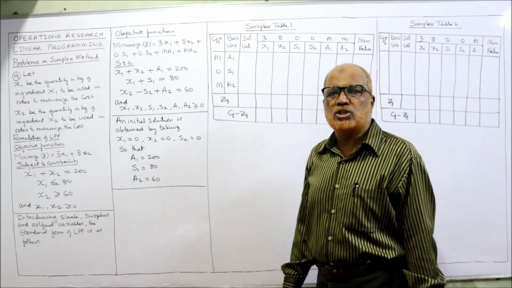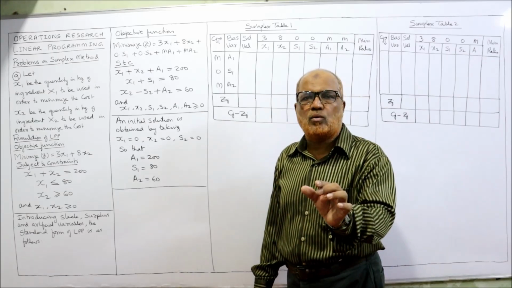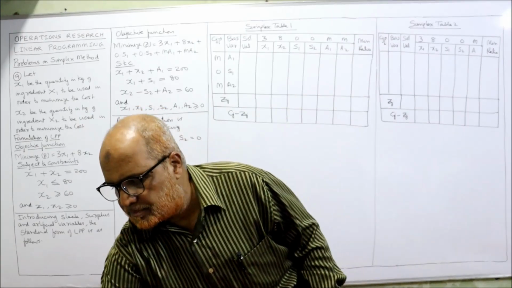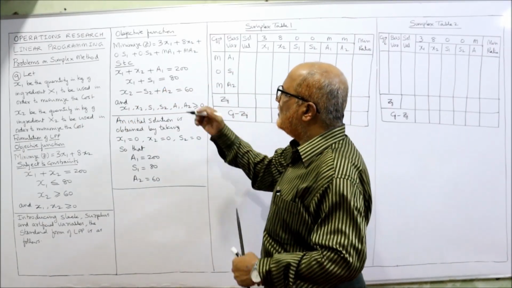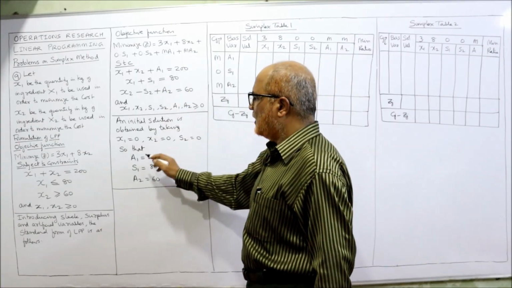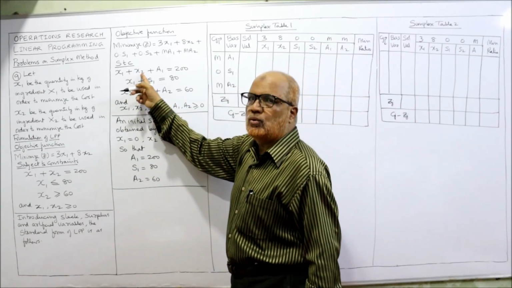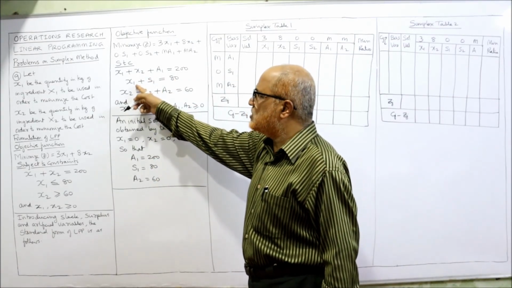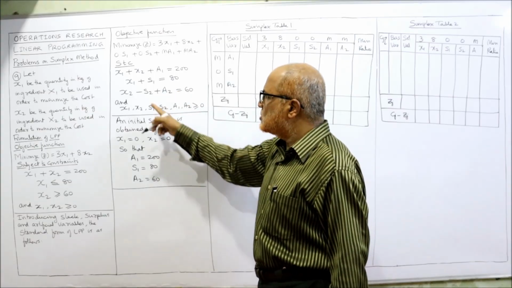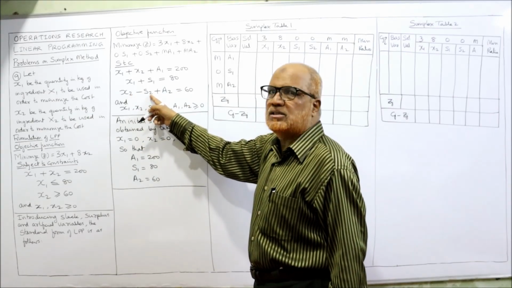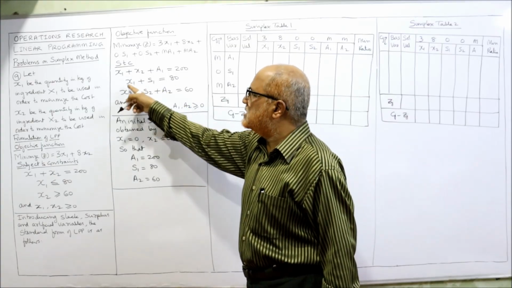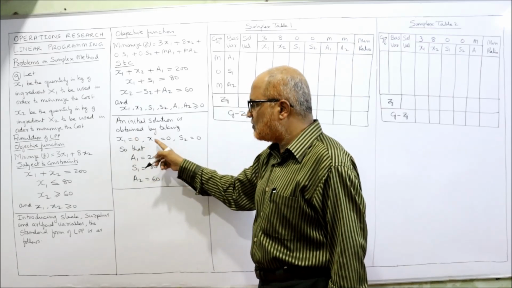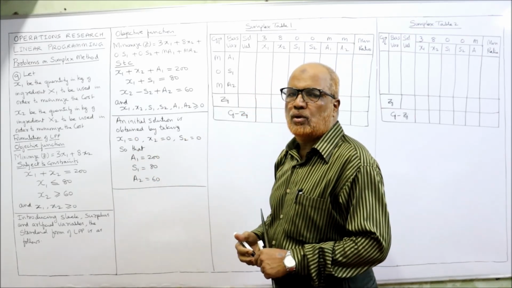Now an initial solution is obtained by taking x1 equal to 0 and x2 equal to 0. So we have to keep a1 equal to 200, and the remaining x1 and x2 we take as 0. Similarly, s1 is equal to 80, so we take x1 as 0. a2 is equal to 60, so we take x2 and s2 as 0. So all the variables will be 0 except a1, s1 and a2. Remaining x1, x2, s2 are equal to 0.